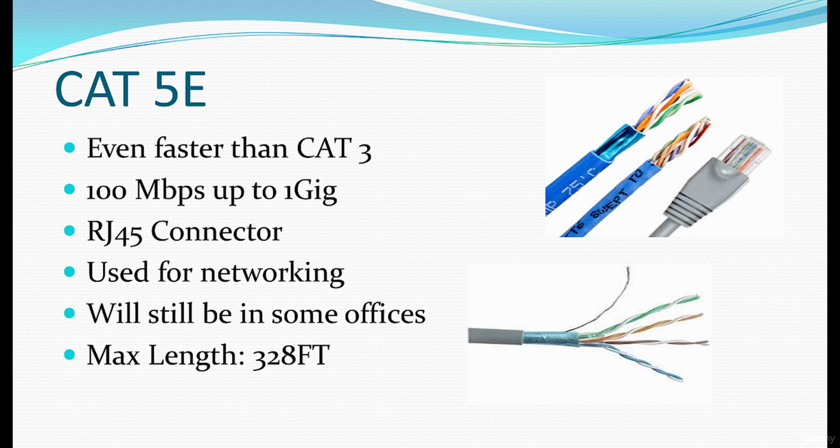Cat 5e is faster than Cat 3 and Cat 5. It can be used for 100 megabits per second up to a gig. It uses an RJ45 connector as well. It is used for networking. You will see it in some office buildings still if they haven't upgraded, and the max length is also 328 feet.